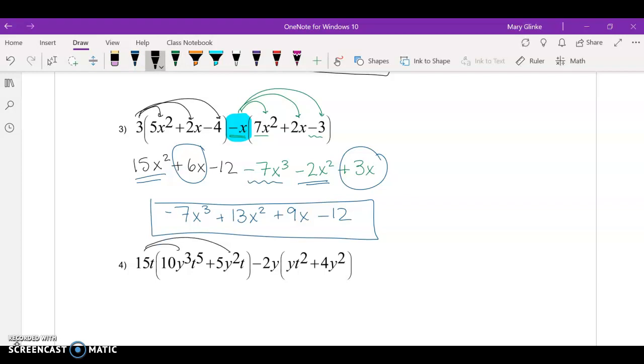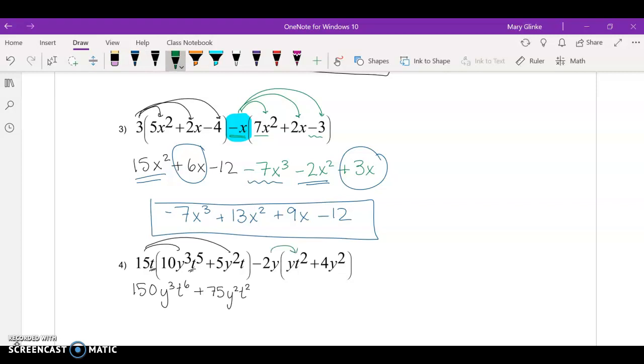So let's try another one. We're going to distribute. We're going to do 15 times 10 to get 150. I have 3 y's, and this t is getting multiplied by 5 more to get 6 in total. Then 15 times 5 is 75, y squared, and I have 1t times another, which means there's 2 in total.